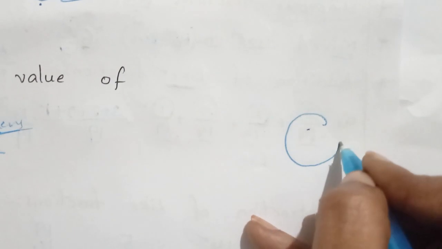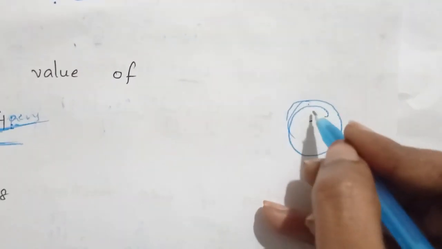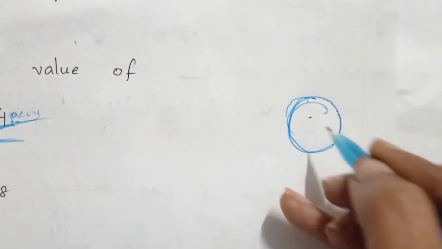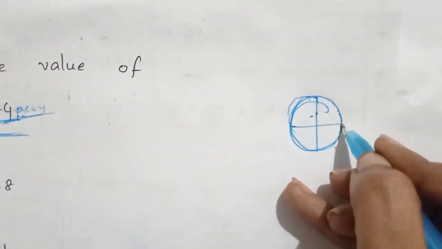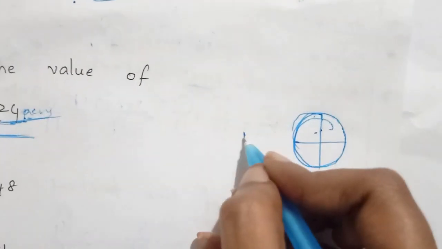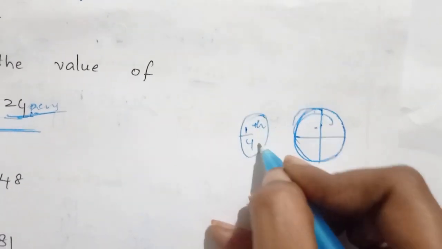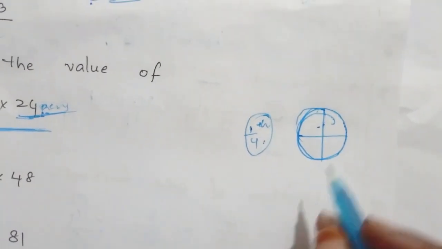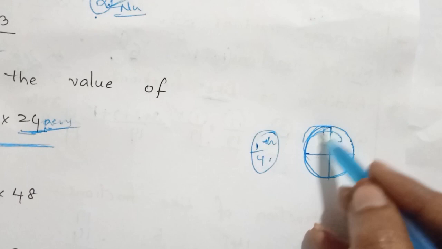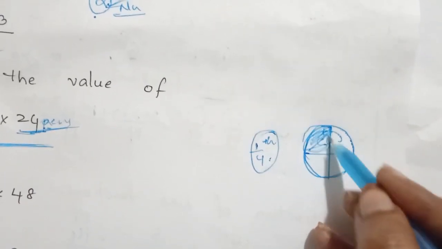If I tell you I have a pizza, always we are taking pizza, right? Let's take a cake. Think it is a cake. I have a cake where I made a cut into 4 equal parts. I want to give 1/4 to my favorite student. So if I want to give 1/4, what will I do? I will give this 1/4 part.